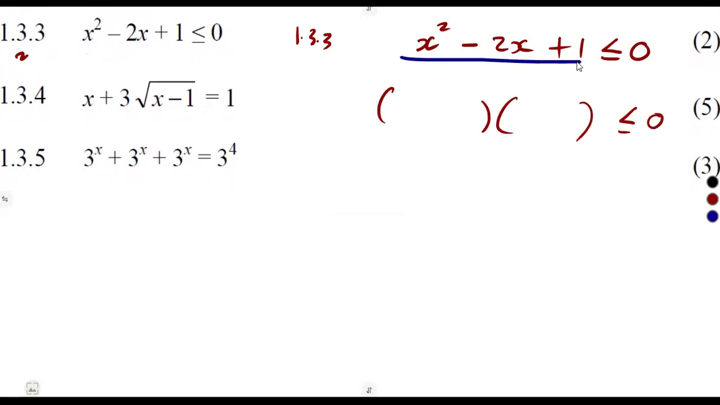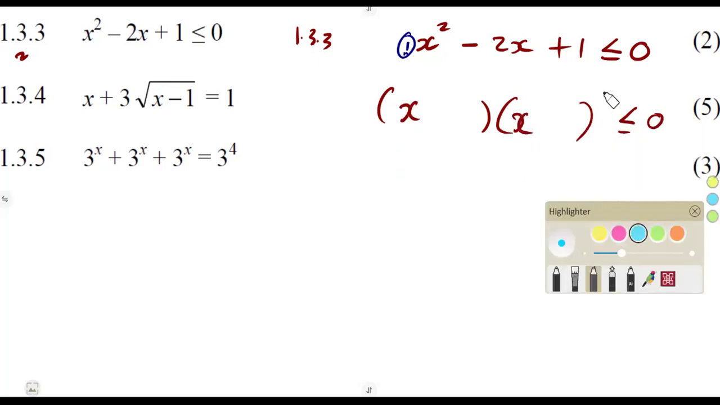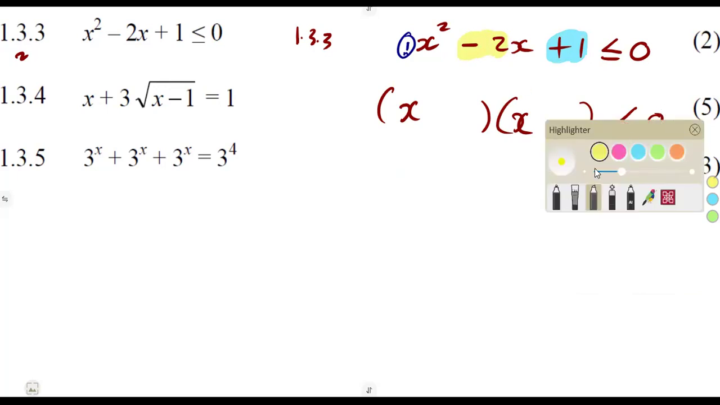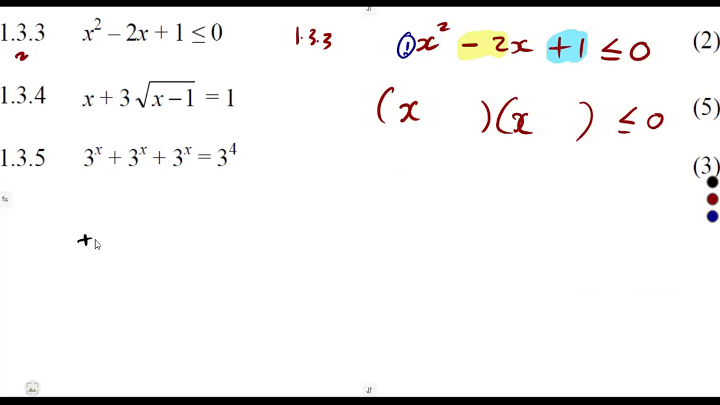So factorizing our quadratic, you can see the coefficient of x squared is 1. So it was an advantage here. It's going to be x and x. So let's consider the factors of positive 1 which add to minus 2. Two numbers, you multiply them, you get positive 1, but when you add, you must get a negative 2. So there's something about 1 and 1.